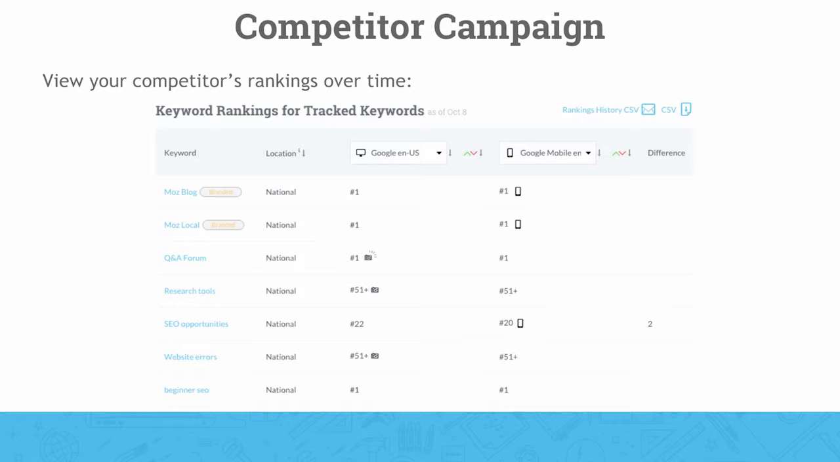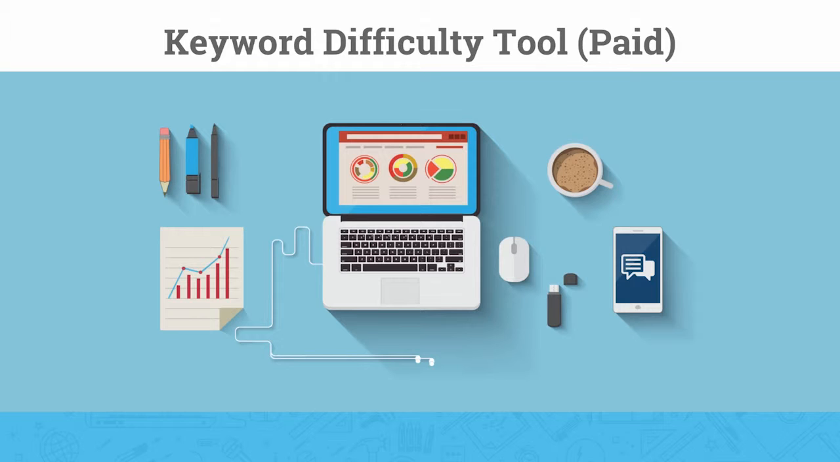In this example, I would use a local keyword for Seattle. I can see it in Google, Yahoo, Bing, Google Mobile, and I can see the change that happens over time. I can also download that CSV. This is a really cool tool and a really cool way to set up your competitive analysis over time. One tool that's also really awesome is the keyword difficulty tool, again, added into that package that you have.